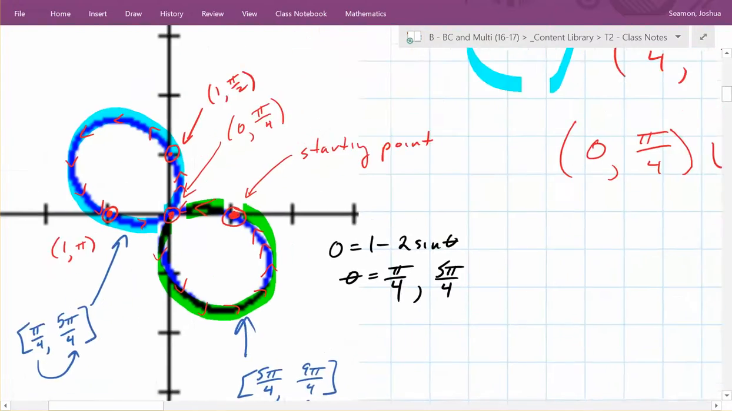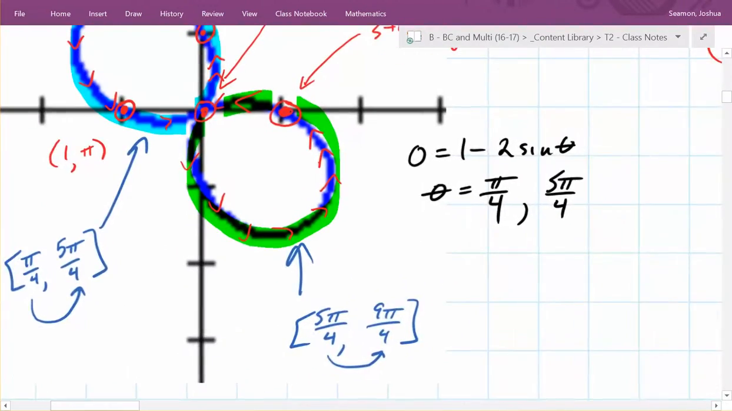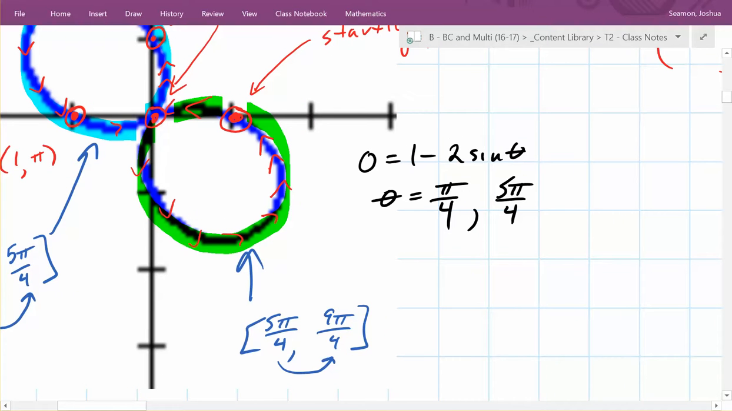Let's see what the answer key says. The answer key says something interesting. I don't know if I pasted it in. No. So if I plug 9 pi over 4 in, what degree measure is 9 pi over 4? 405.